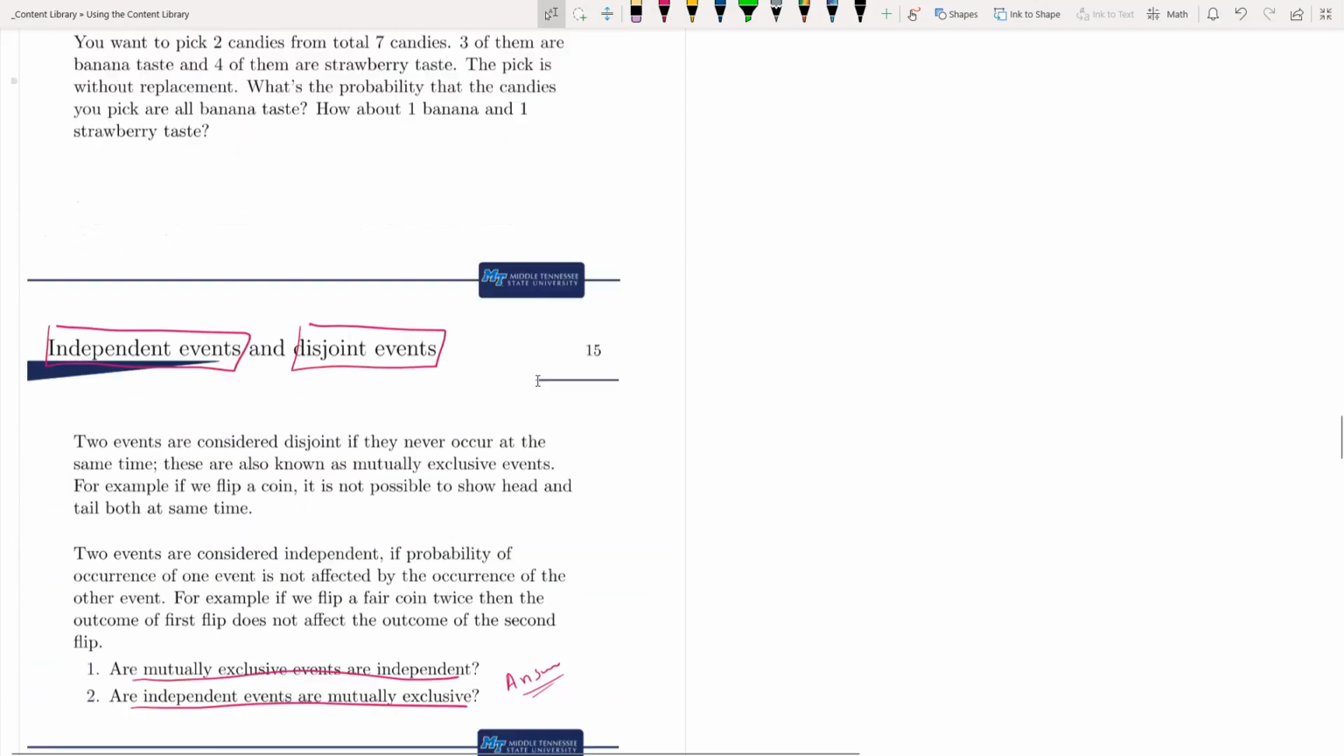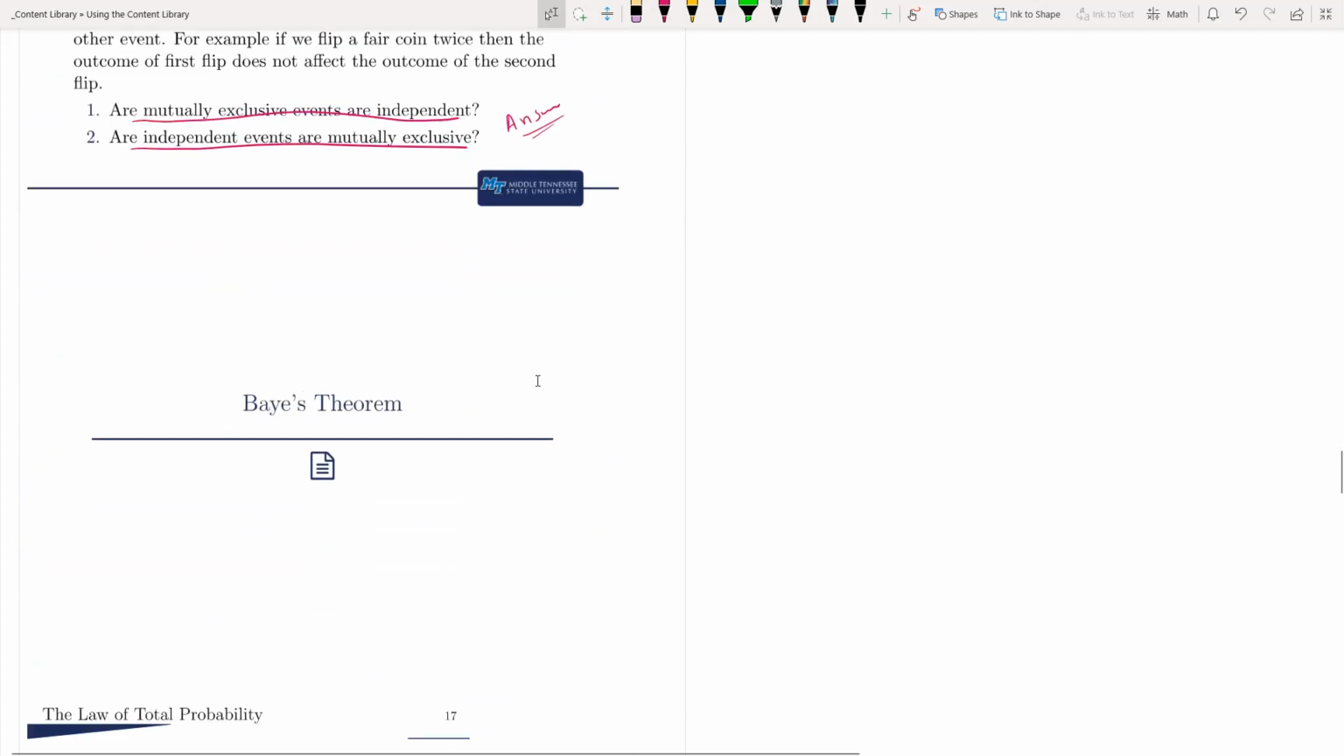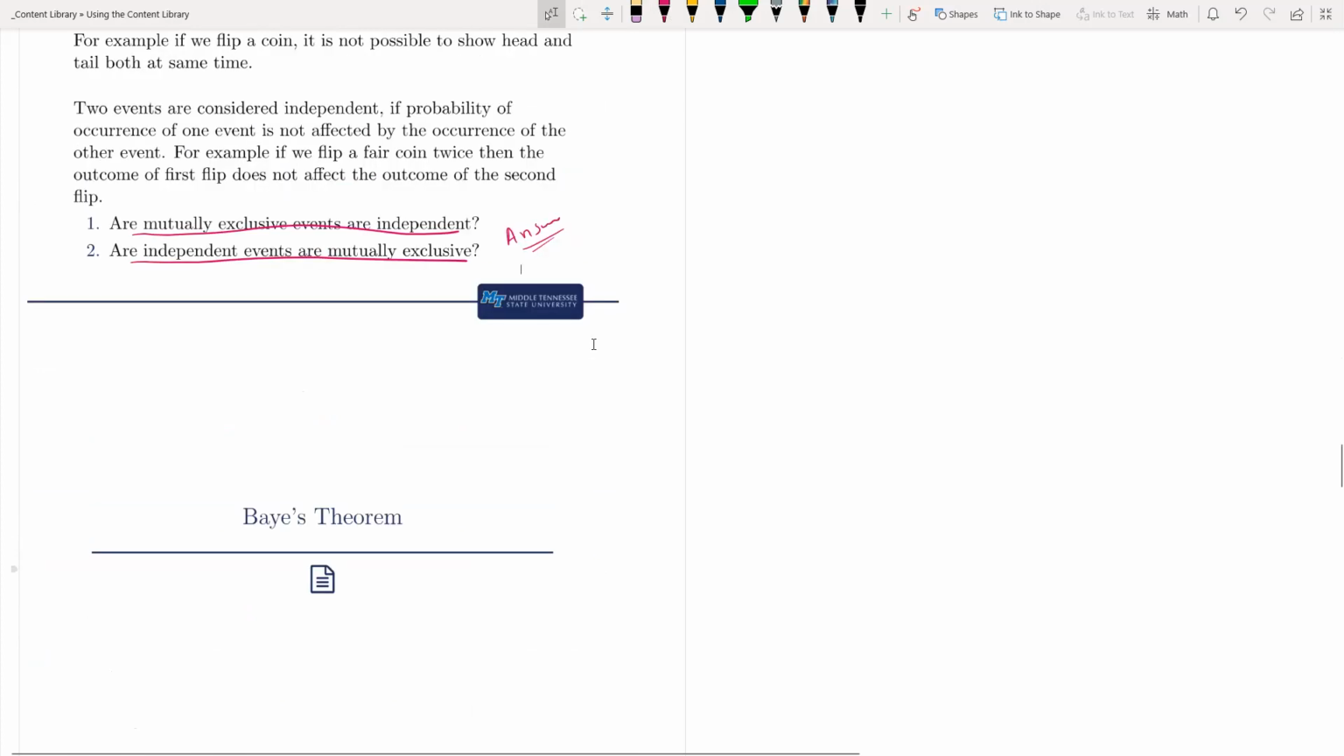Okay, so that's all for the conditional events. The next topic is Bayes theorem, which is going to be a separate video.